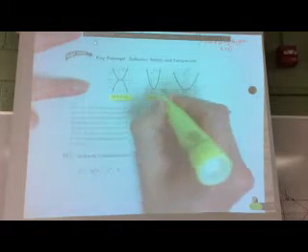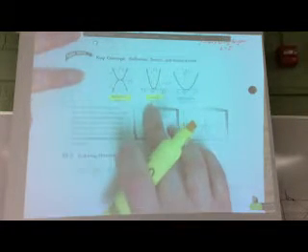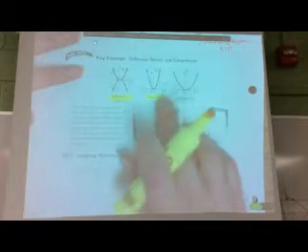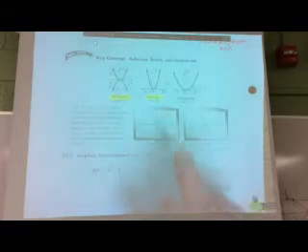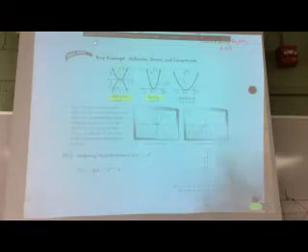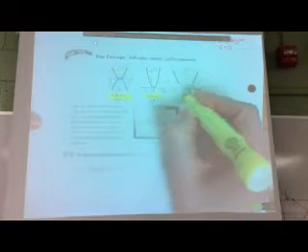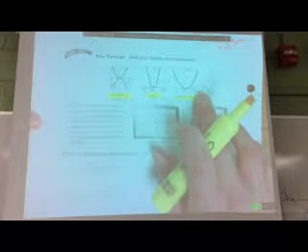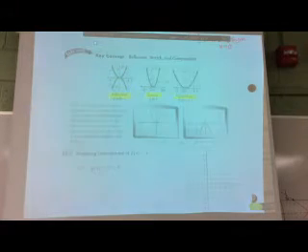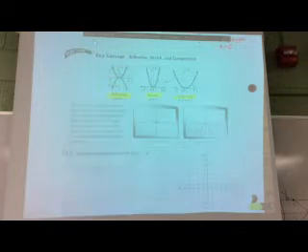Here is a stretch. It's where a is greater than 1. This particular example is y equals 2x squared. It makes it taller and skinnier. And then this one is compression. It is where a is between 0 and 1, such as here we have 1/2, and it compresses it vertically to make it wider. All right? So we're going to be looking for those in our particular graphs today.